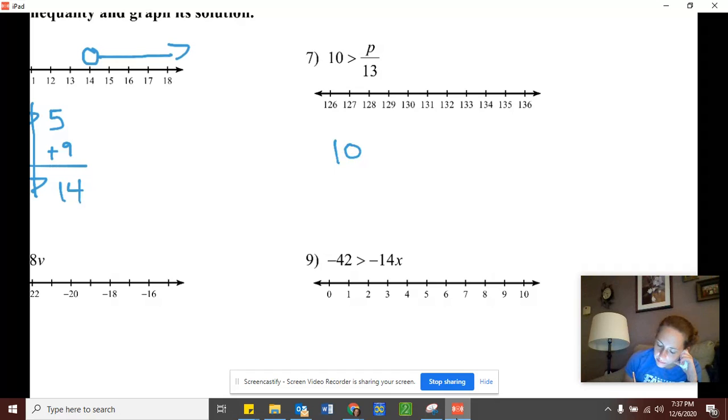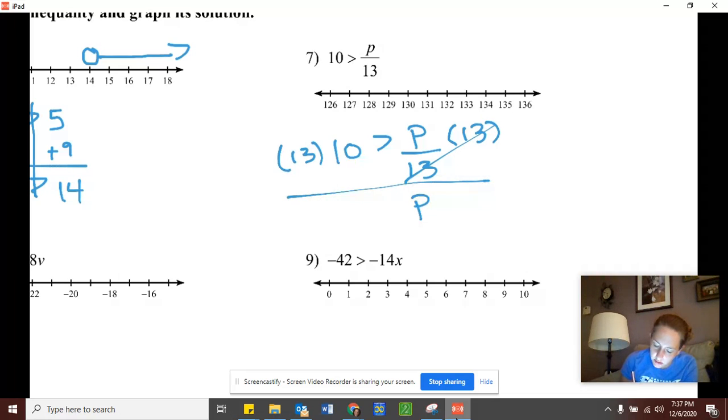With this one, I don't know if you guys remember, but a fraction bar simply means divide. So the opposite of dividing is going to be to multiply. So I'm going to multiply both sides by 13. On this side, they just cancel out. And on this side, it becomes 130.